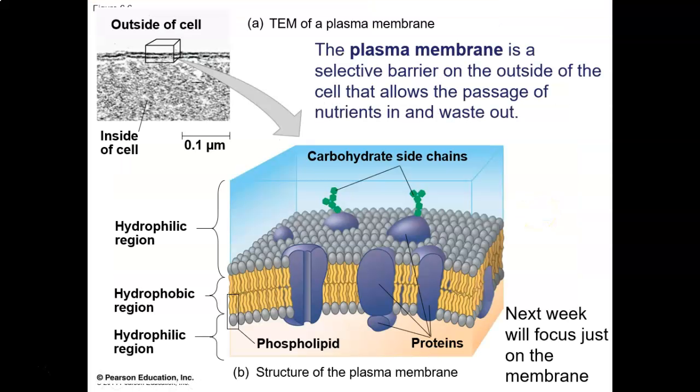So the first thing we're just going to comment on is the plasma membrane that is common in all living organisms. The entire chapter of next week is going to be devoted to talking about the plasma membrane, so I'm not going to belabor it other than to say that it's the selective barrier. It's like the bouncer at the cellular nightclub deciding what comes in and what comes out.